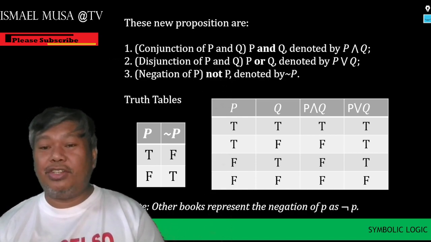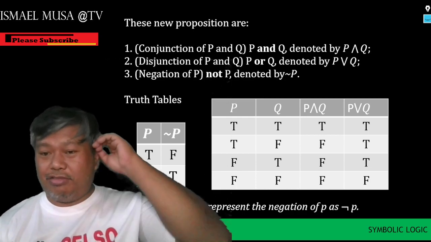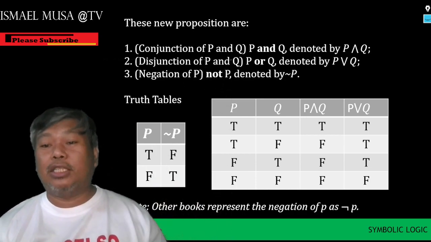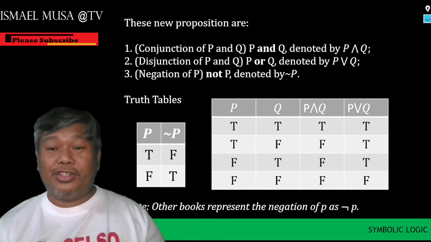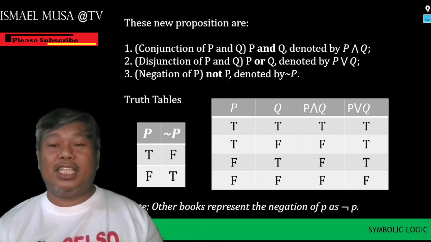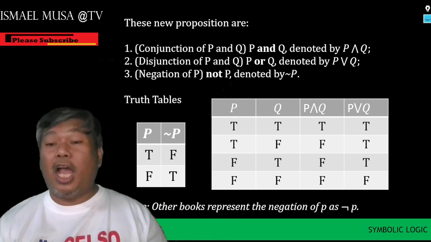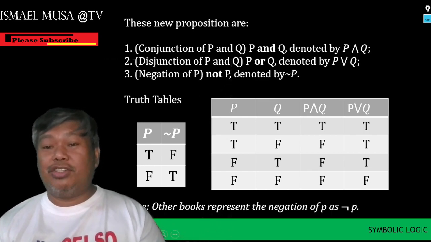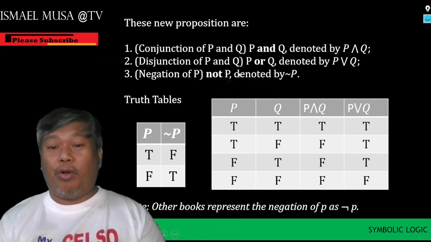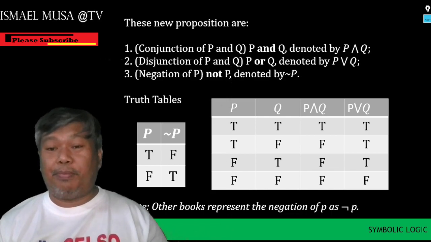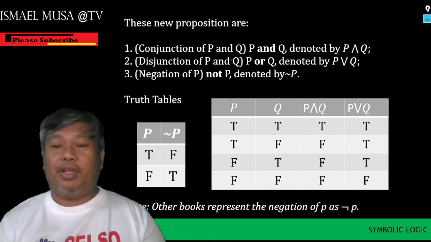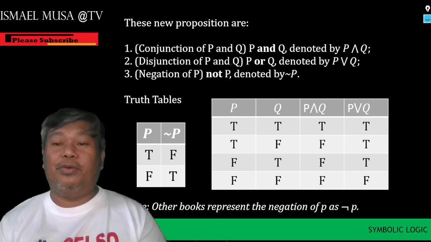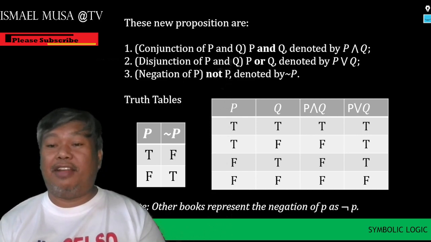Then for conjunction, disjunction, and negation, you have to go back to the definition of what is a conjunction of P and Q and what is a disjunction of P and Q. Accordingly, a conjunction is a new compound proposition. It's a compound one because it's a combination of P and Q, and they are joined by the word "and", and that symbol of inverted V will be our symbol.